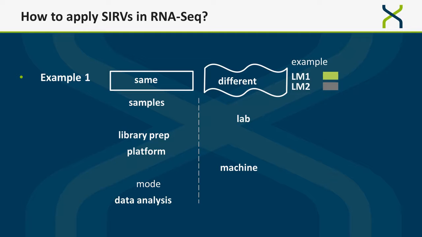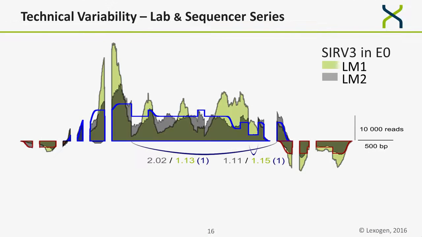The 2 coverage examples are now in the spotlight here. Only SIRV3 in the mix E0. The one lab shown in green, the other one in gray. What you expect for the forward and reverse is in blue and in red. This is your expected or known ground truth.